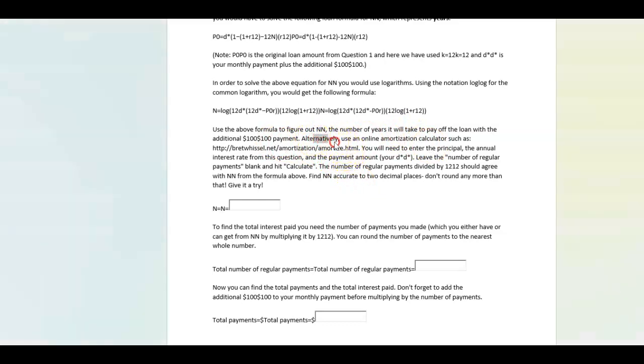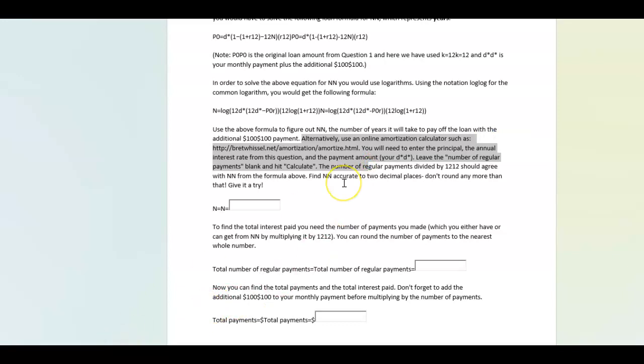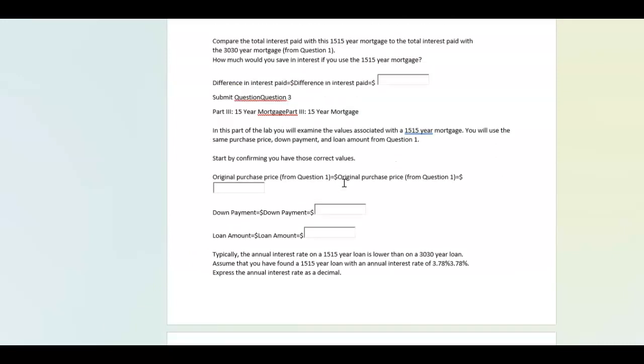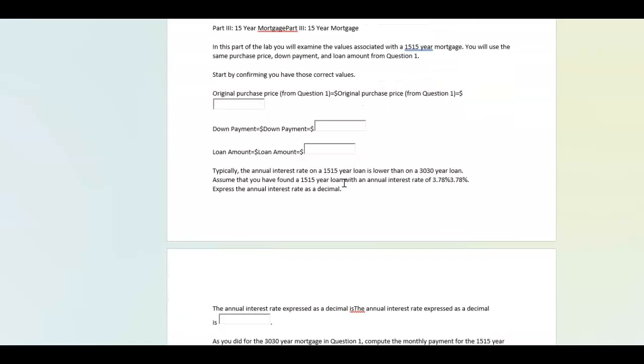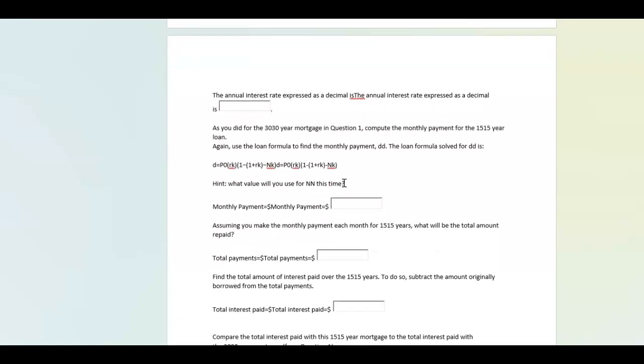What's great is you can also use this amortization calculator to make sure you get the same answer. Okay, so anyway, I don't know if that helps very much, but let me know if you're still feeling stuck. For this first part of part 3, though, I would just recommend looking at what you did in part 1, and then you just have to change a couple of the numbers for this formula.